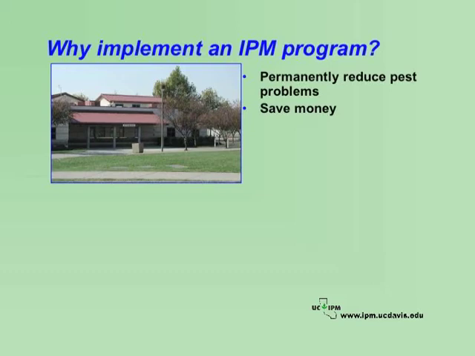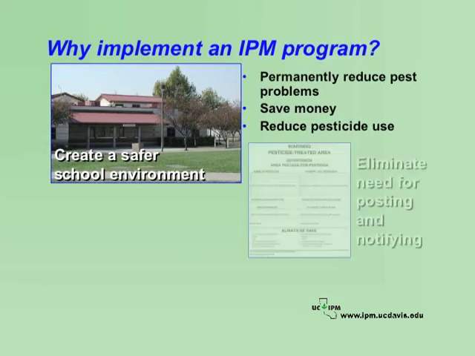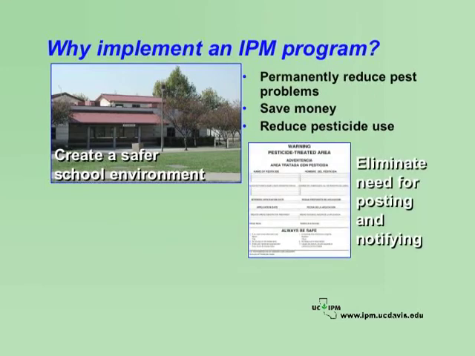By relying on non-chemical methods or least toxic methods, an IPM program reduces or eliminates use of most hazardous pesticides. Fewer pesticide applications mean a reduction in hazards to students and staff and potential environmental problems. Because under the California Healthy Schools Act, public schools must post before and after pesticide use and notify parents, relying on non-chemical methods will substantially reduce paperwork.